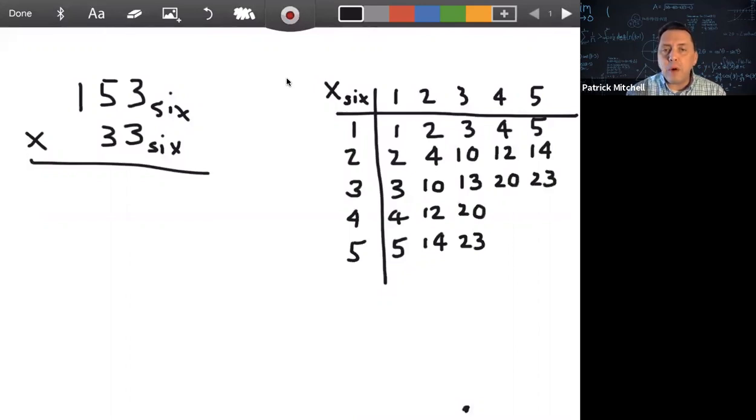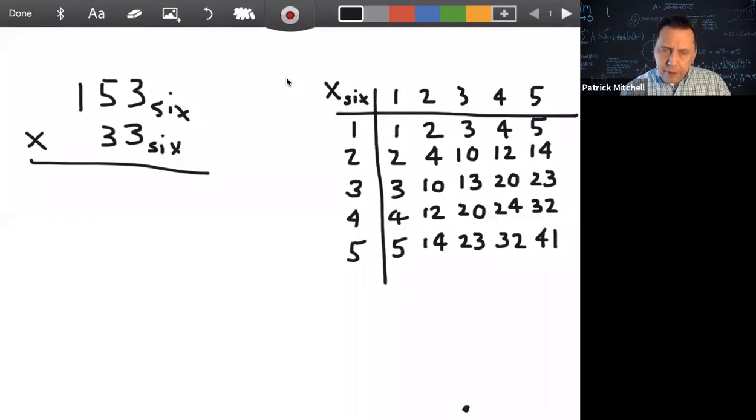4 cans times 4 would be 16 cans, which is 2 6-packs and 4 loose cans. 4 cans times 5 is 20 cans, which is 3 6-packs and 2 loose cans. And finally, 5 cans times 5 would be 25 cans, which is 4 6-packs and 1 loose can. All right, so now I'm ready to do my multiplication problem.